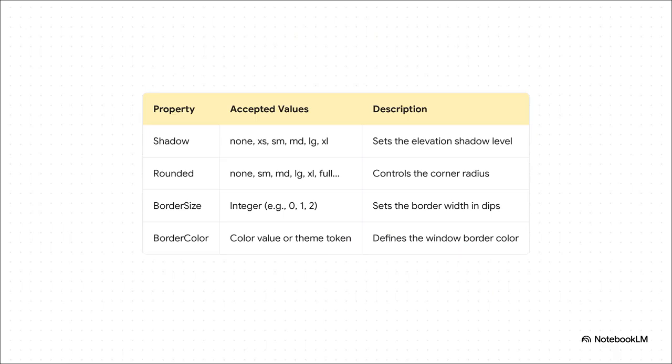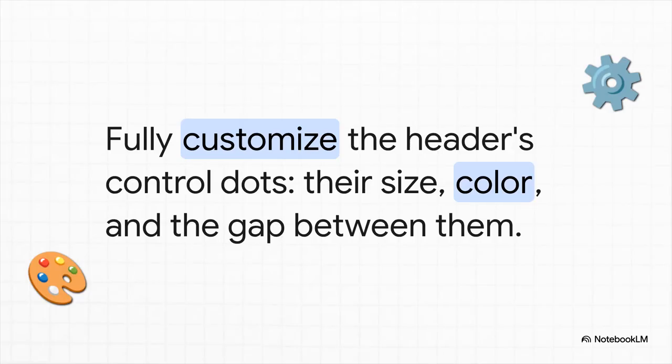And that's just the shadow. As you can see here, this gives you direct control over everything from how round the corners are to the border size and color. This isn't about being stuck with some pre-made theme. It's about giving you the creative control to make it look exactly how you want it to. And I love this. The attention to detail is just fantastic. That customization goes all the way down to those little control dots. You're not stuck with some default. You can actually change their color, their size, and even the spacing between them with properties like control color, control size, and control gap.